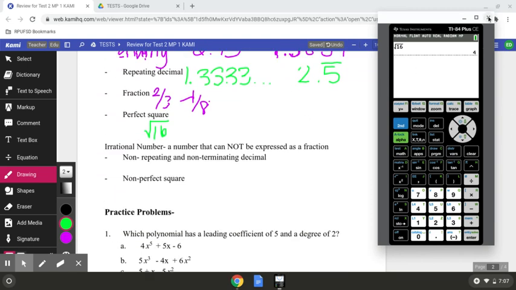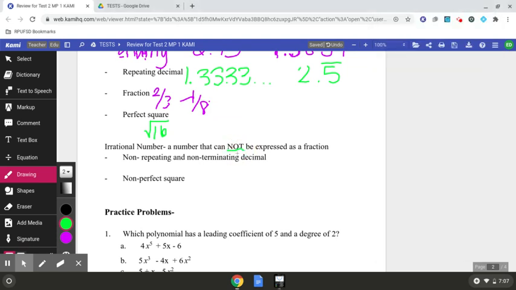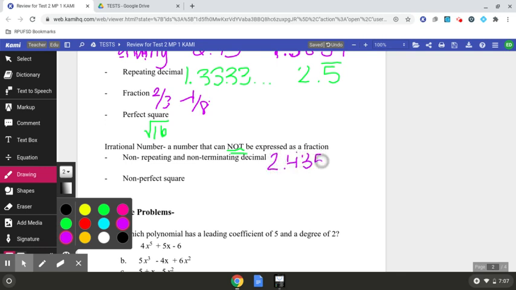Okay, then we have our irrational numbers, and it's just a number that we cannot express as a fraction. And I call these crazy numbers. So if you get numbers that are crazy, meaning they go on forever, there's no repetition. So something like 2.4358 and then ... to show that it's going on. That's a non-repeating and non-terminating decimal. So therefore it's irrational, it's crazy. There's no pattern here. There's nothing I can say. I know what's going to come next, right?